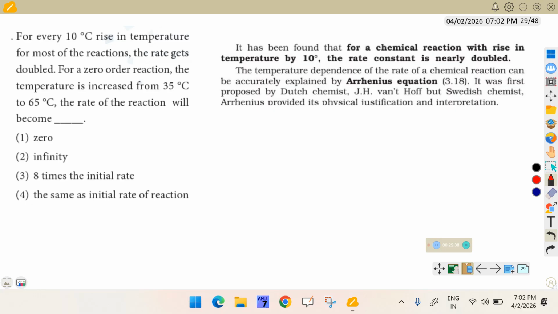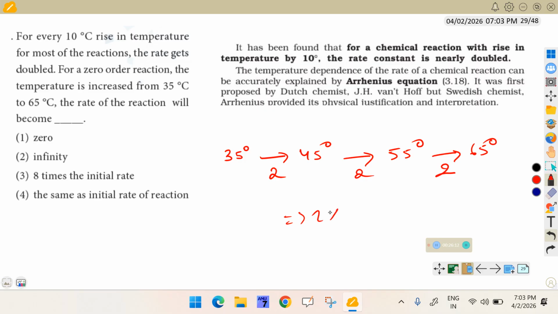For every 10 degrees rise in temperature, for most reactions, the rate gets doubled. For a reaction, the temperature is increased from 35 degrees Celsius to 65 degrees Celsius; what about the rate of reaction? From 35 to 45 degrees, the rate of the reaction doubled. 45 to 55 degrees, again doubled. 55 to 65 degrees, again doubled. So 2 into 2 into 2, 8 times the initial rate.